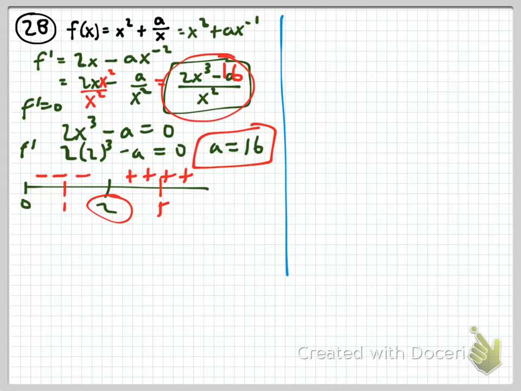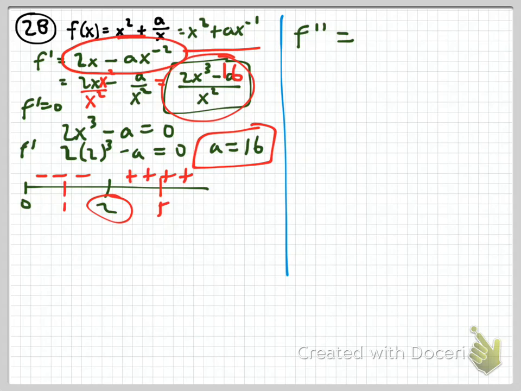Well, first of all, when we talk about points of inflection, we need to figure out what the second derivative is. Okay, so the second derivative would be equal to, let's see, which part of this first derivative am I going to look at? I'm going to look at this one right here.